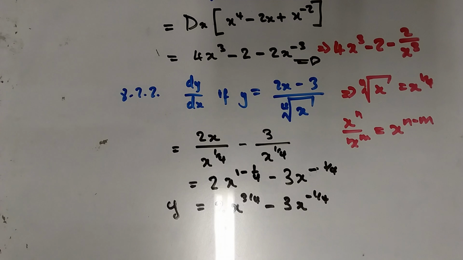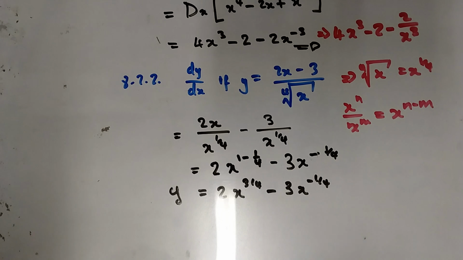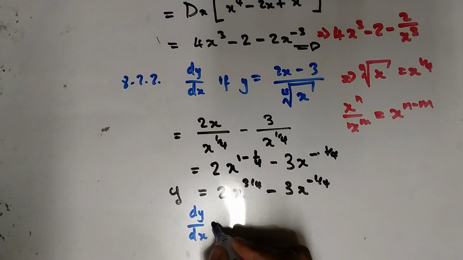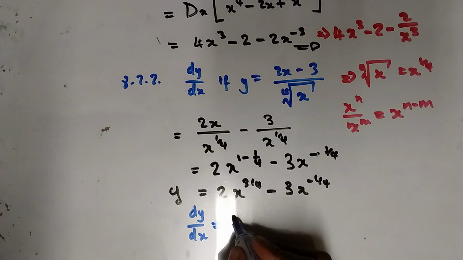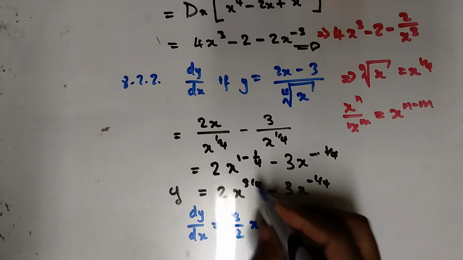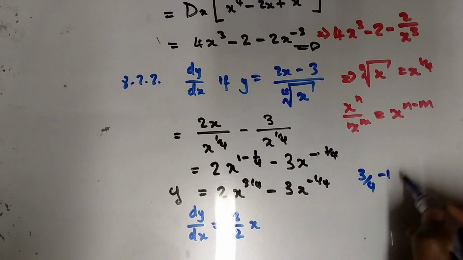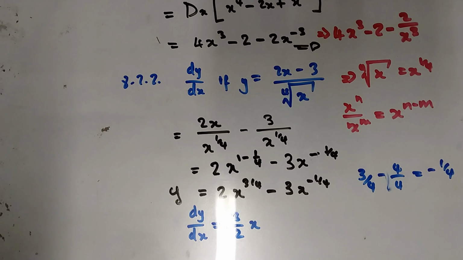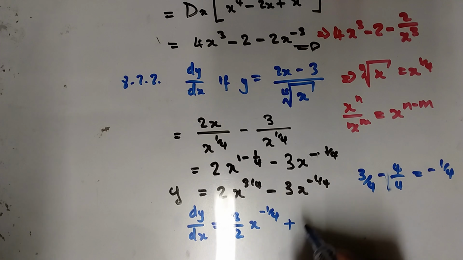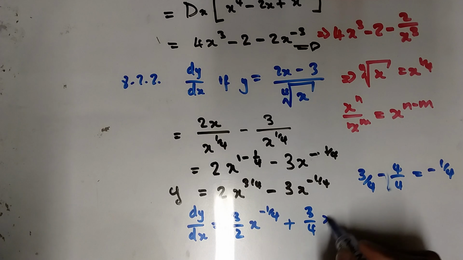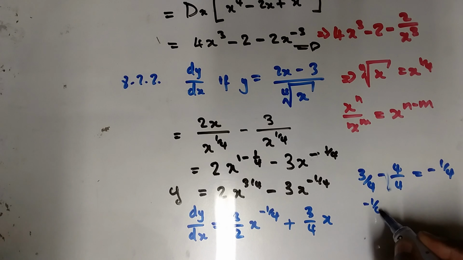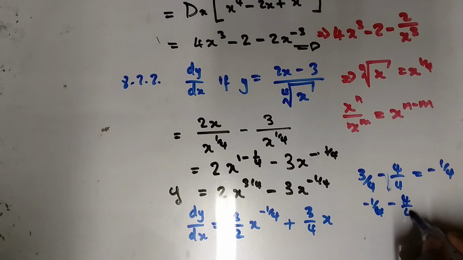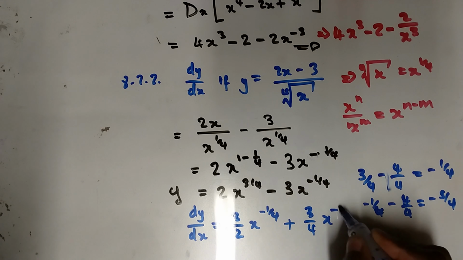But we haven't found dy/dx. This is still y. So dy/dx is the derivative. Now we're going to use the rules of differentiation. dy/dx is now equal to this multiplied by that, it becomes 3 over 2 x to the 3 over 4 minus 1, which is 3 over 4 minus 4 over 4, which is just negative 1/4. And here we multiply the 2 and it becomes 3 over 4, then x to the negative 1/4 minus 1, which is 4 over 4, so this becomes negative 5 over 4.